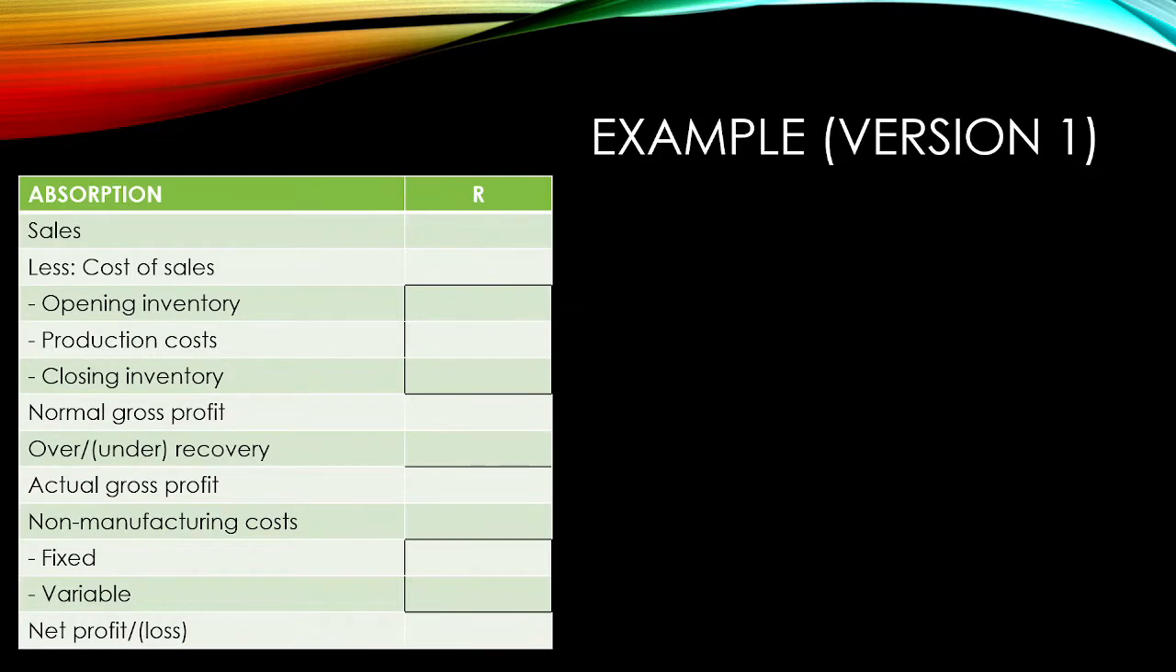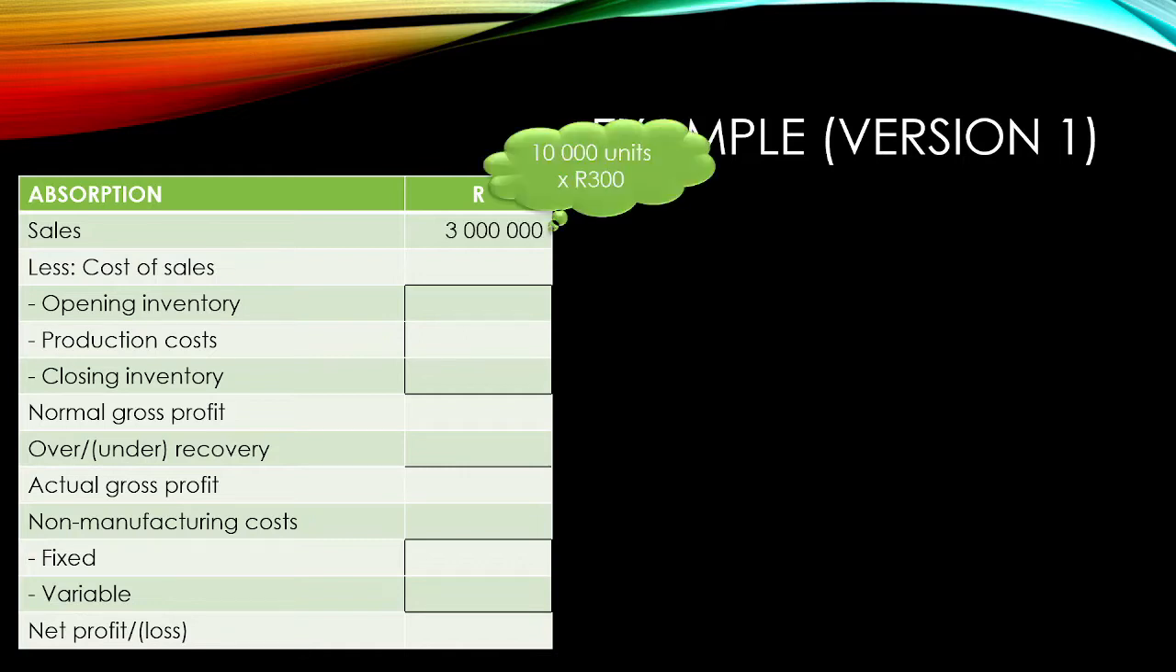Now let us move into the statements. We will begin with absorption costing. We can start with sales, which is the 10,000 units sold multiplied by the selling price of 300 Rand per unit. Our opening inventory is the 2,000 units we just saw multiplied by the 225 Rand we just calculated.